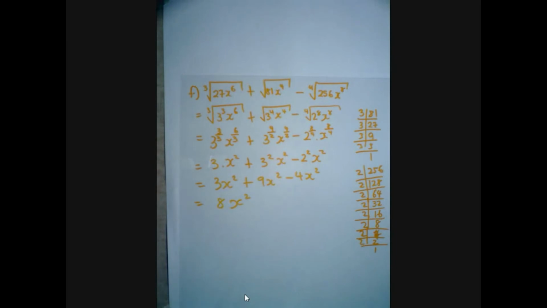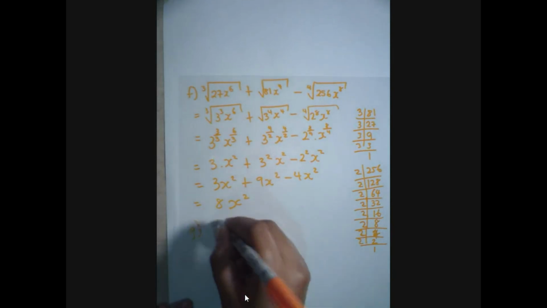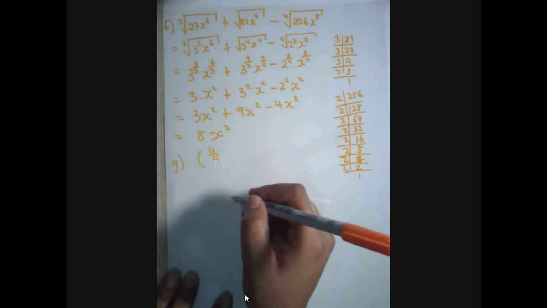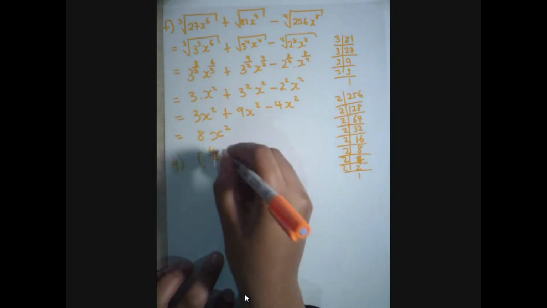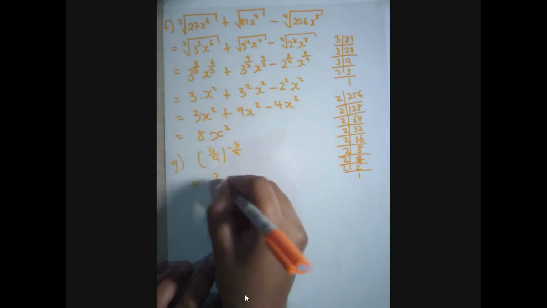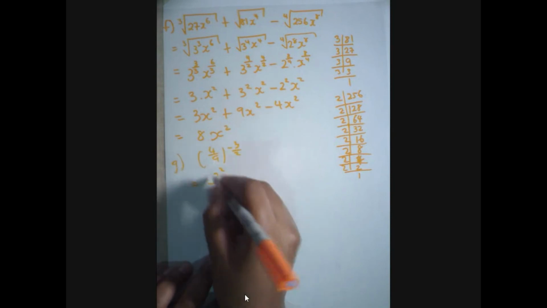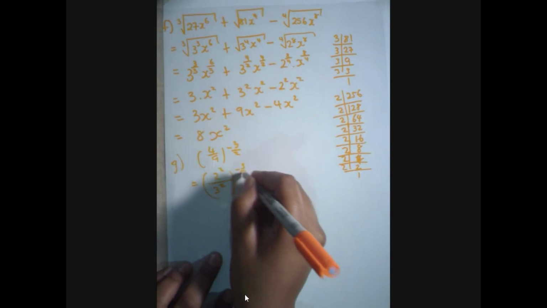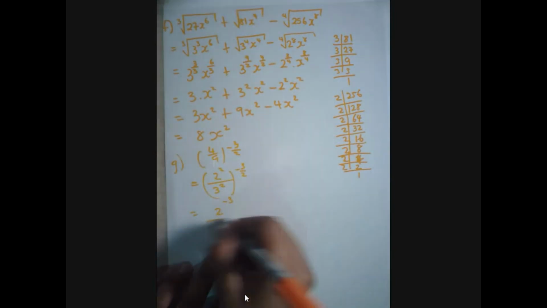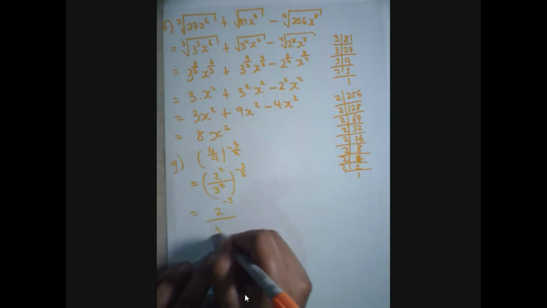And then if you go to G, it says here 4 over 9, all to the power of negative 3 over 2. So we're going to say 2 to the power of 2, 3 to the power of 2, to the power of negative 3 over 2. The 2 cancels out, we're left with 2 to the negative 3. The 2 cancels out, we're left with 3 to the negative 3.